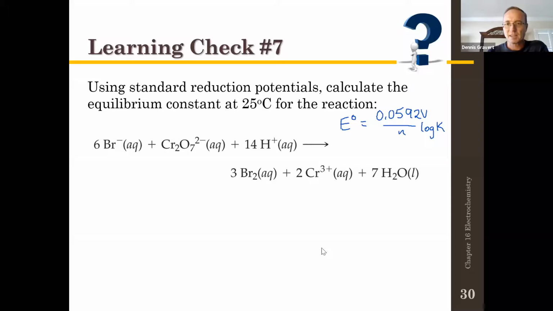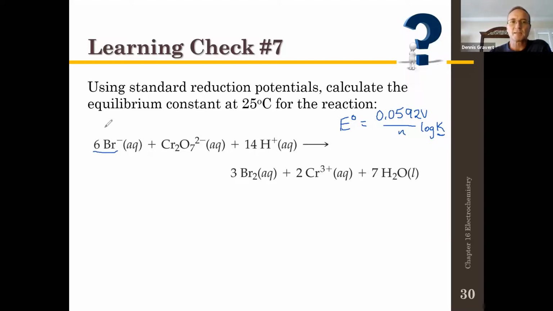Okay. Back to pen. What does it want? Using the standard reduction potentials, calculate the equilibrium constant. Ooh, it wants K for this reaction. Okay, so then we need N and E0, the standard potential. What do you want to go after first? Want to go after the standard potential? Or do you want N? I think we can get N by itself here.